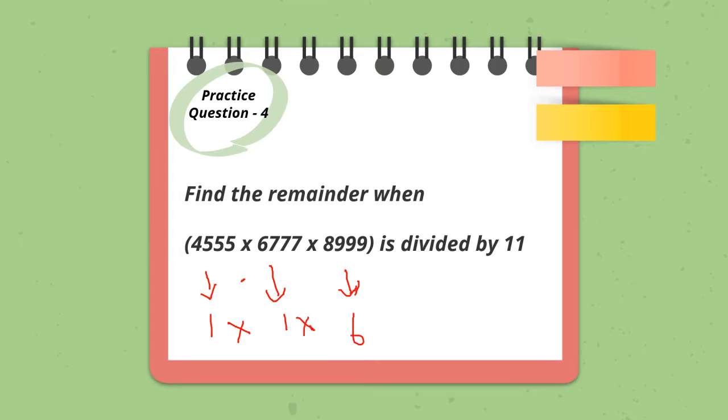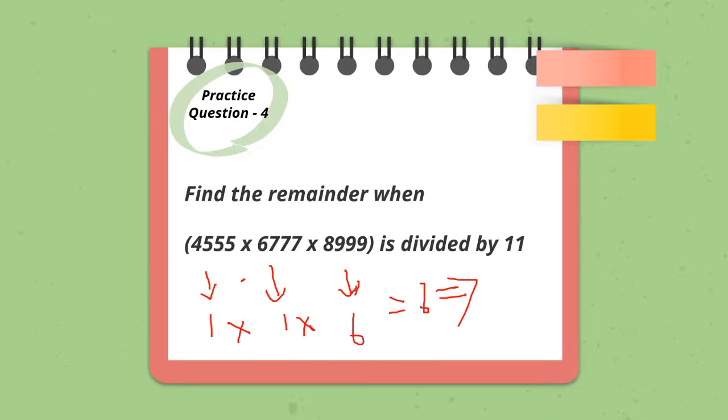So 6 is a number which is less than 11, that is my divisor. So 6 will be my answer, direct answer. Got it? So you can also cross verify. You will get 6 as your remainder for this question. Let's go to the next rule.